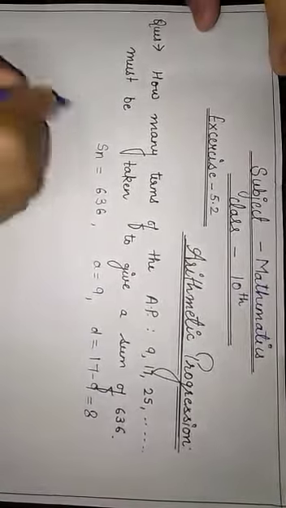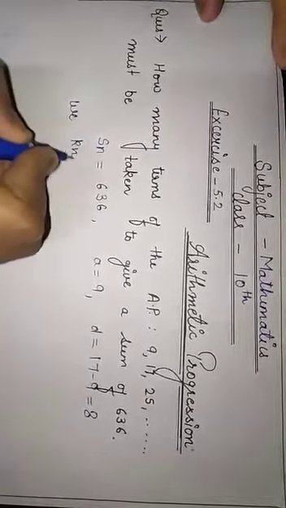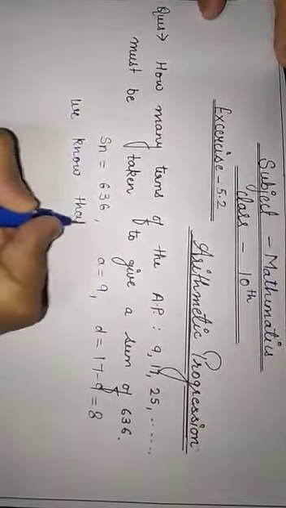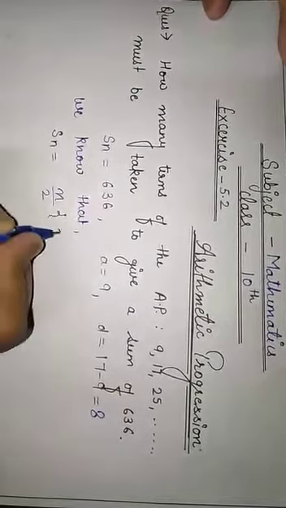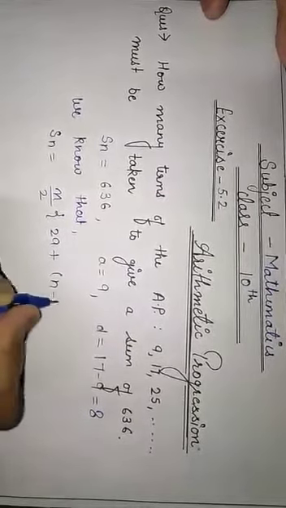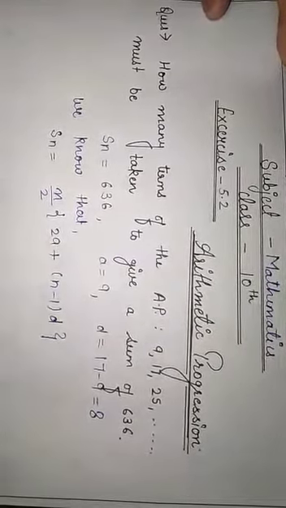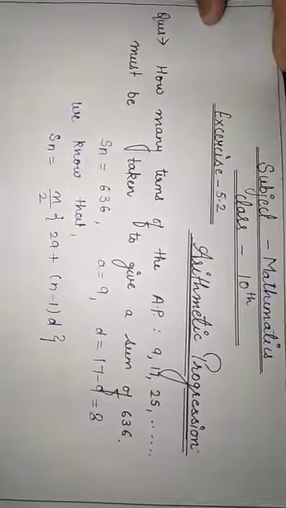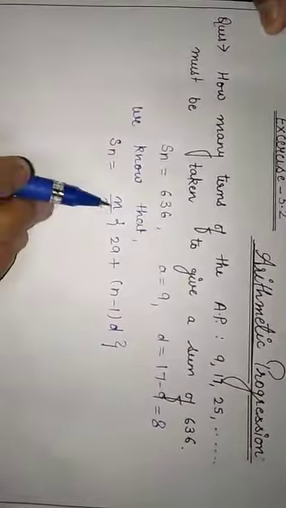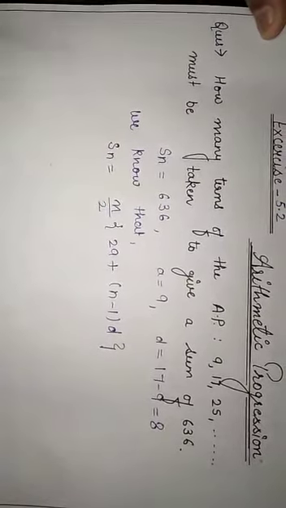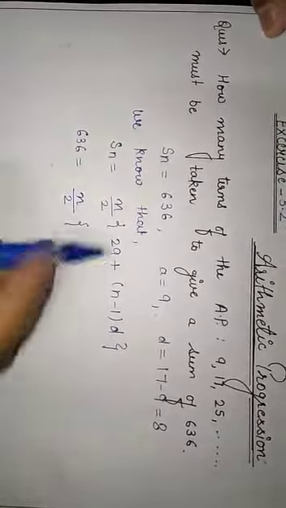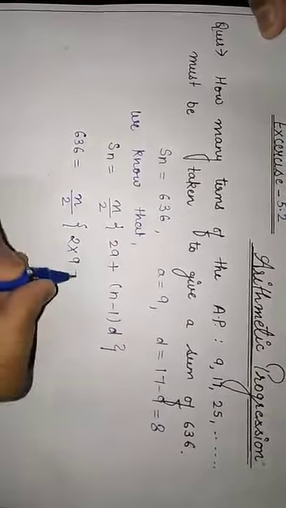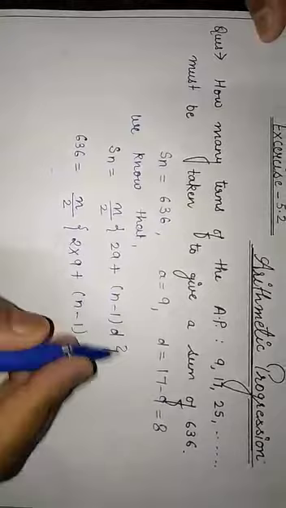We know that Sn is equal to n upon 2 into 2a plus (n minus 1)d. Now I have to put these values in the given expression and find the term n. So Sn is 636, n upon 2 into 2 times a, which is 9, plus (n minus 1) times d, which is 8.